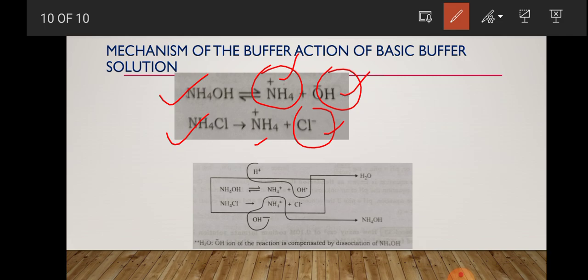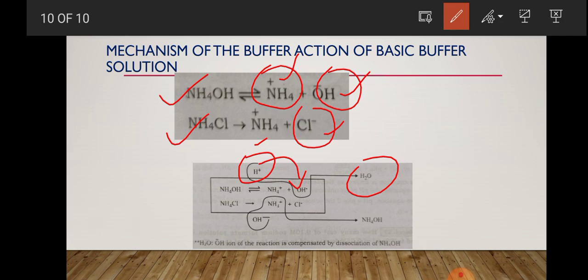Now if we add a small amount of acid in this solution, that means hydrogen ion concentration is increased due to the dissociation of acid. Then this hydrogen ion will react with hydroxide ion in the solution and produces water to neutralize the pH. The neutralization of hydroxide by added acid is compensated by dissociation of weak ammonium hydroxide.